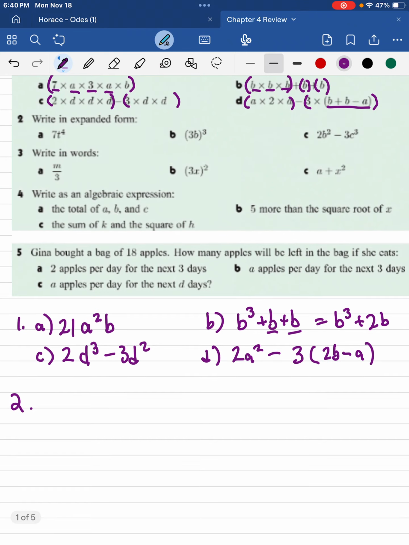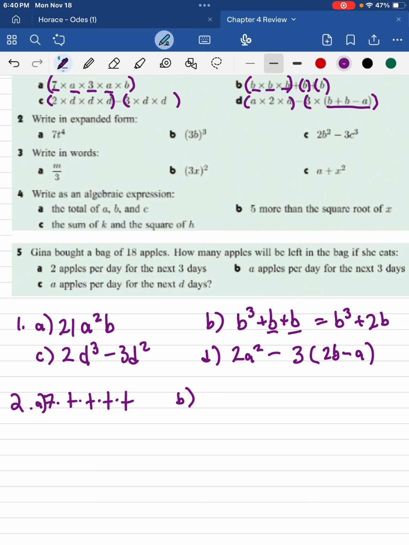Problem number 2 asks us to just write it in expanded form. Of course, I think there's a number of ways you can do this. The back of your book probably gives you one answer. All I want you to do is write out exponents as repeated multiplication. So for part A, because there's t to the 4th, I'm going to write down 4 t's. Okay, that's for part A.